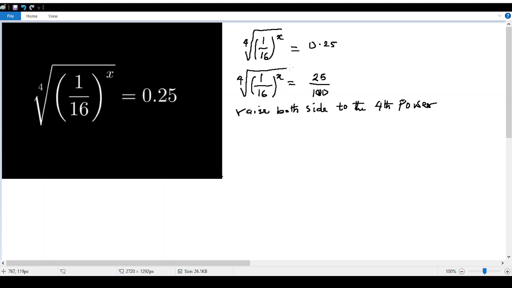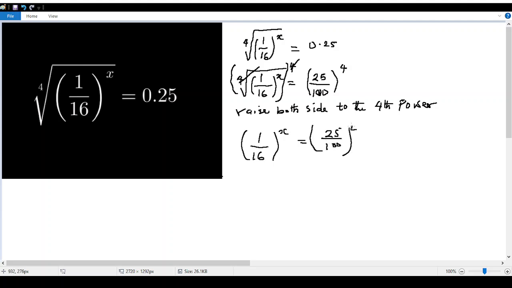Raising both sides to the fourth power entails that I apply power 4 here, and I also apply power 4 on the other side. That's what makes it an equation. The power of 4 will eliminate the fourth root, and the only thing we have left on the left hand side of the equation is 1 over 16 raised to the power of x. And for the other side we have 25 over 100 raised to the power of 4.